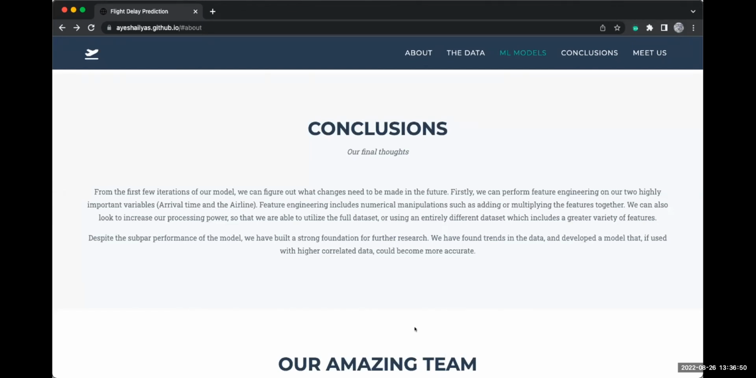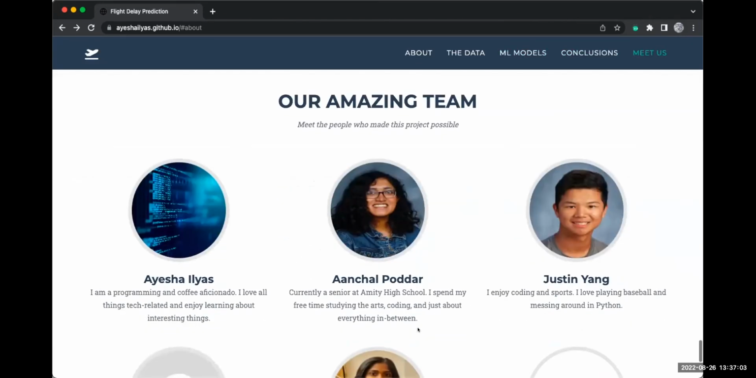Despite the subpar performance of the model, we have built a strong foundation for future research. We have found trends in the data and developed a model that, if used with higher correlated data, could become more accurate.